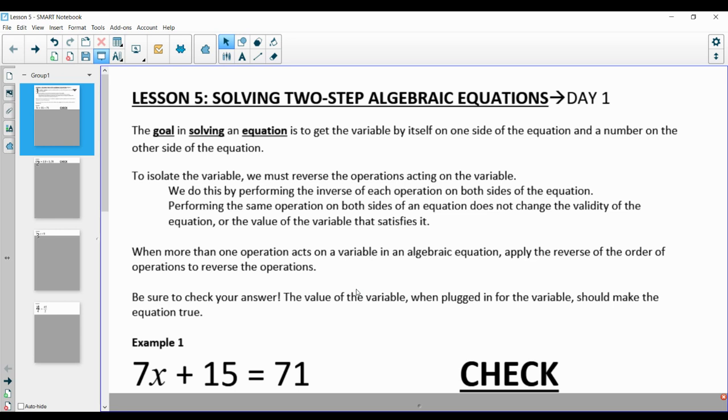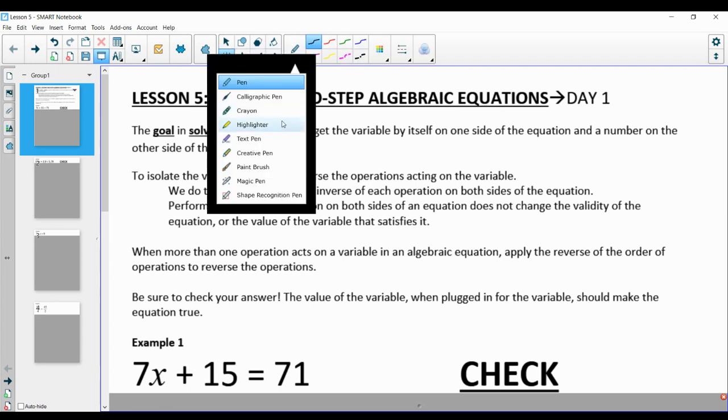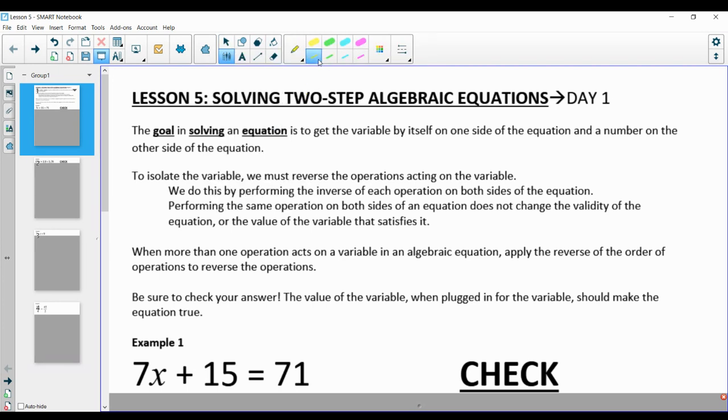Okay, so for today, we're going to talk about solving two-step algebraic equations, which is something that you guys learned last year and you did a lot of practice with last year. So we're just going to review it today. Remember, the goal in solving an equation is to get the variable by itself on one side of the equation and a number on the other side. So like x equals 8 or a equals 4. You want a variable on one side and a number on the other.